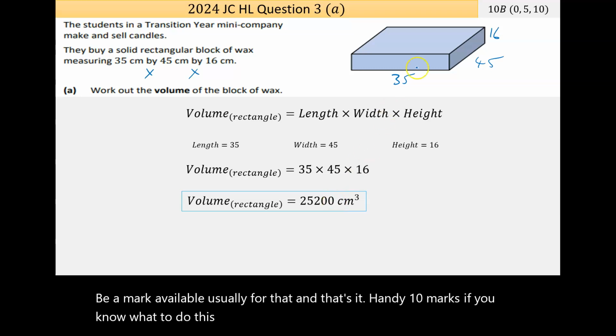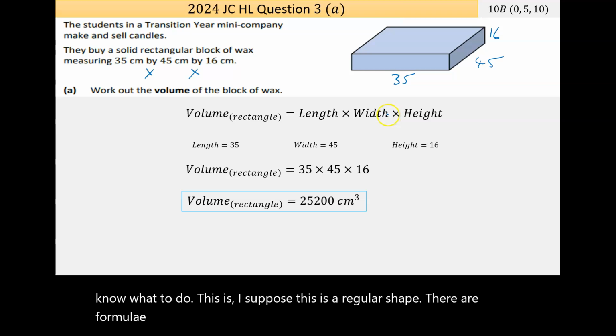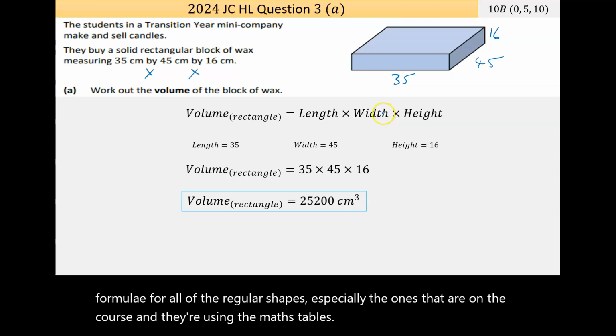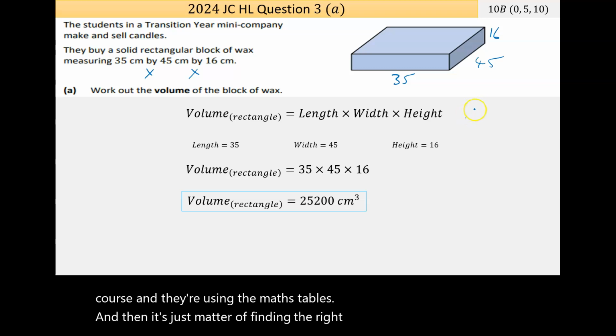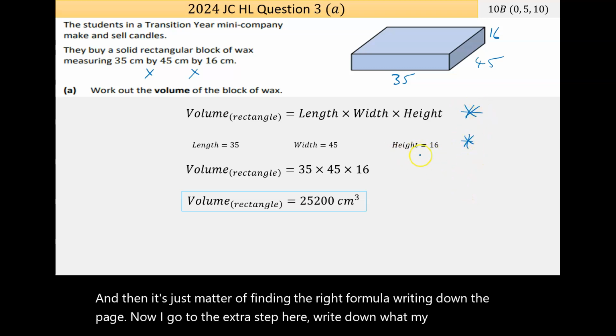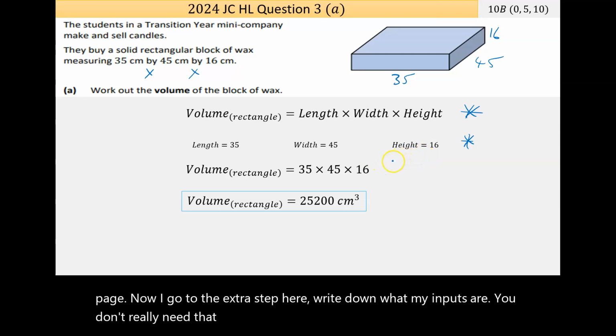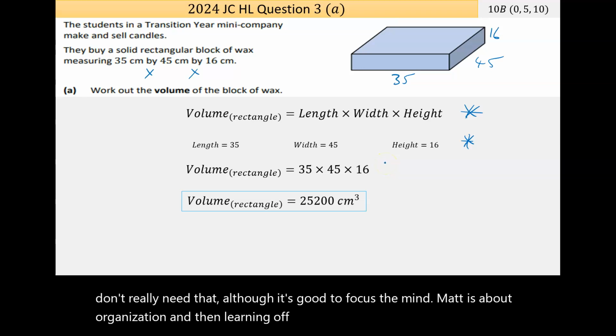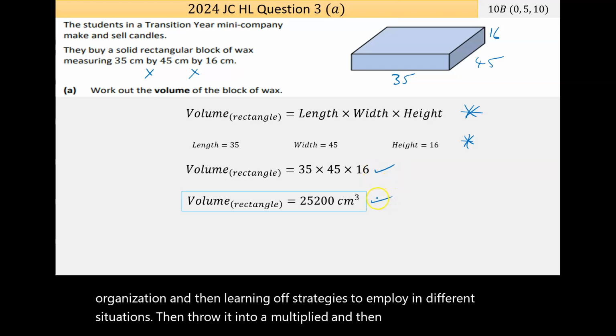This is a regular shape. There are formulae for all of the regular shapes, especially the ones that are on the course, and they're usually in the maths tables. Then it's just a matter of finding the right formula and writing it down on the page. I go to the extra step of writing down what my inputs are. You don't really need that, although it's good to focus the mind. Maths is about organization and then learning off strategies to employ in different situations. Then throw the numbers in to be multiplied and do the multiplication.